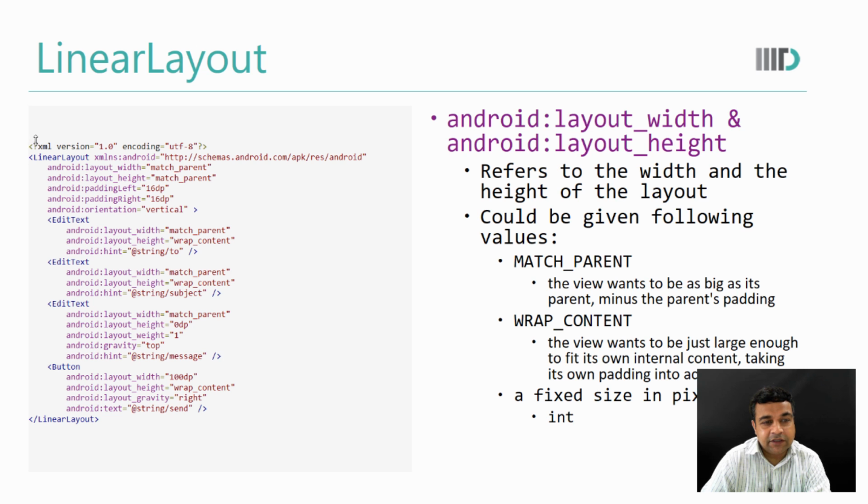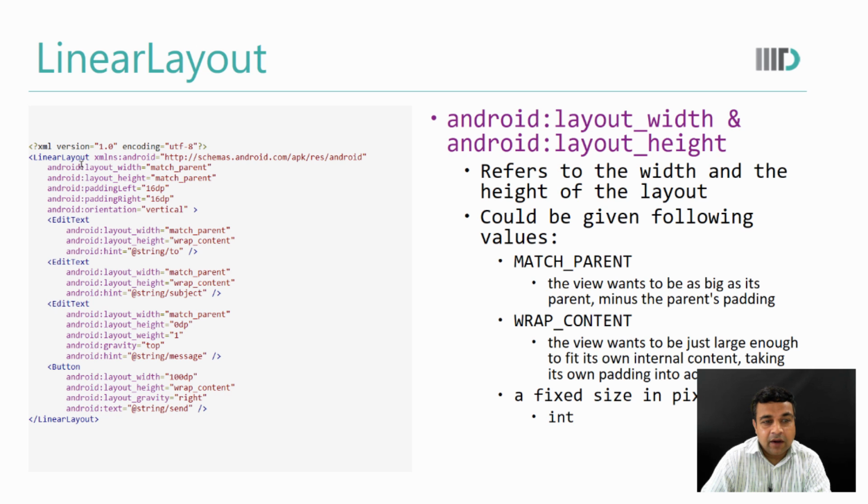Here on the left side we see a sample XML file, and on the right side we will try to see each individual element as it appears in the XML file. So let's start with this. As you see, the first line of the XML file gives nothing more than the XML version and the encoding used.